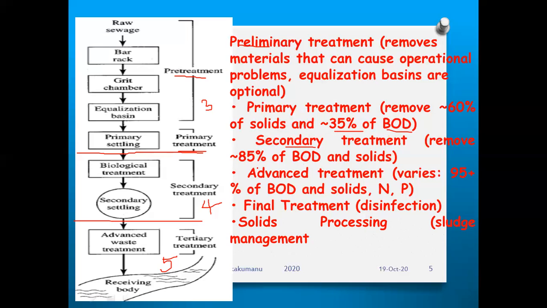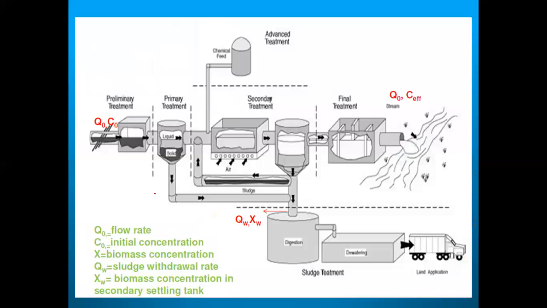Next. In the third case, the advanced treatment process, 95% of BOD and solids are removed, including nitrates and phosphorus. We will discuss this topic in detail: the secondary treatment process. We will discuss the biological treatment and secondary settling, what the biological treatment processes are and how the secondary settling process goes on.